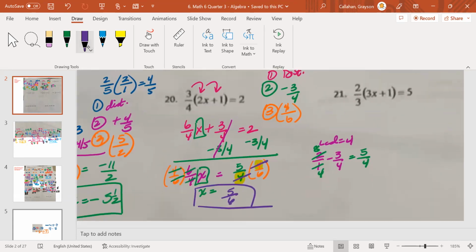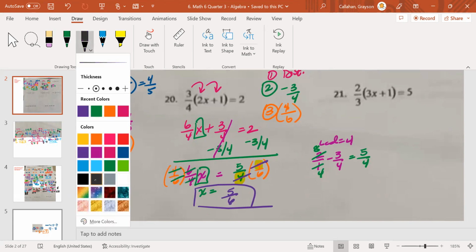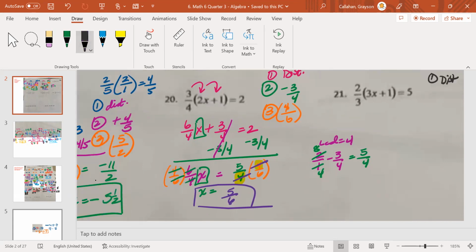Okay, so for number 21, step number 1, you guessed it, you're going to distribute. 2 times 3, remember this is a 1 right there. 2 times 3 is 6. 3 times 1 is a 3x. 2/3 times 1 is a positive 2/3. If you want to rewrite this, you can do 6 divided by 3, which is just 2, equals 5.